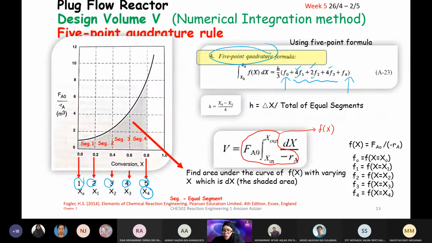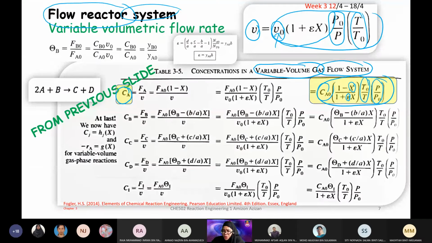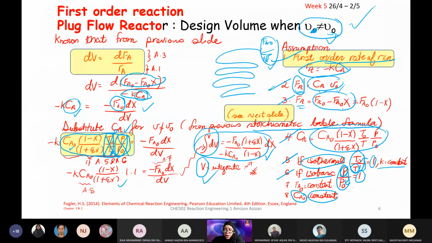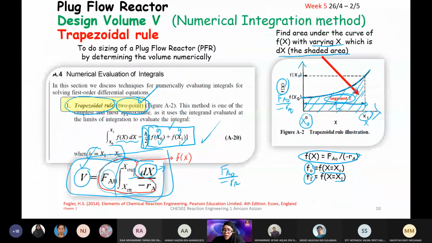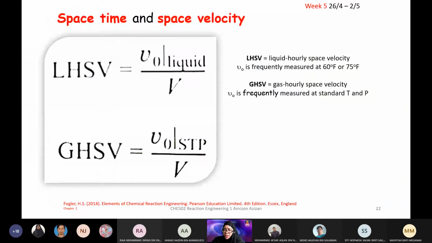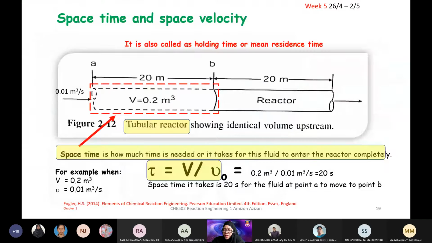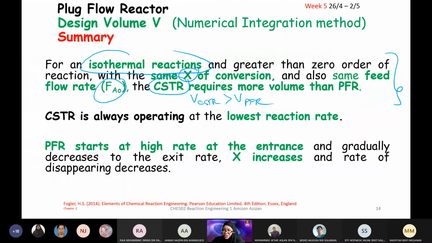But I'm not sure why I don't have that example earlier. I'm just checking my flow. I'm not sure why I don't have that, but I'm going to check whether I deleted it. But anyway, just bear in mind that the volume for the CSTR is greater than the volume for the PFR. I'm actually changing my slide, so don't be surprised.